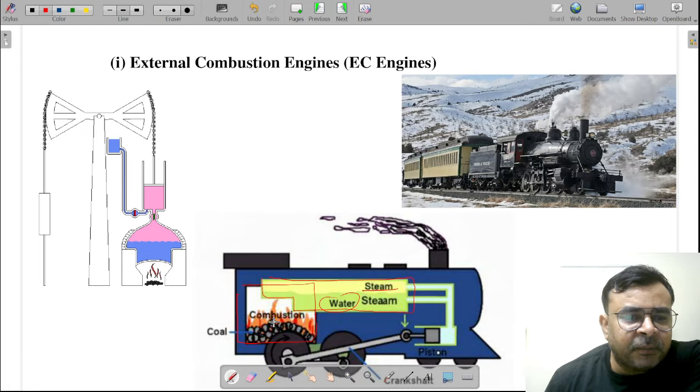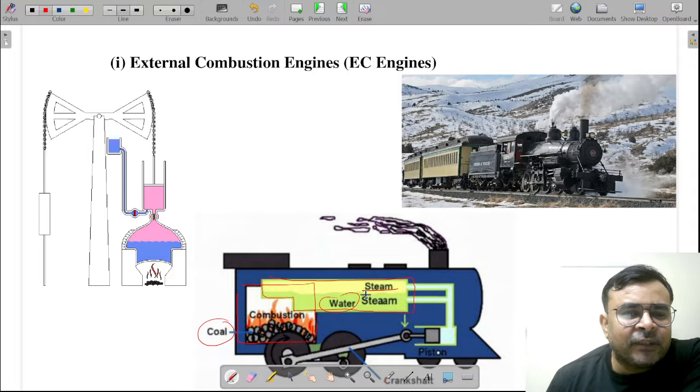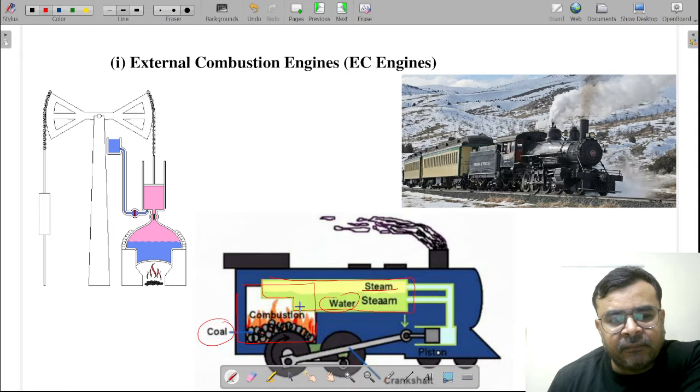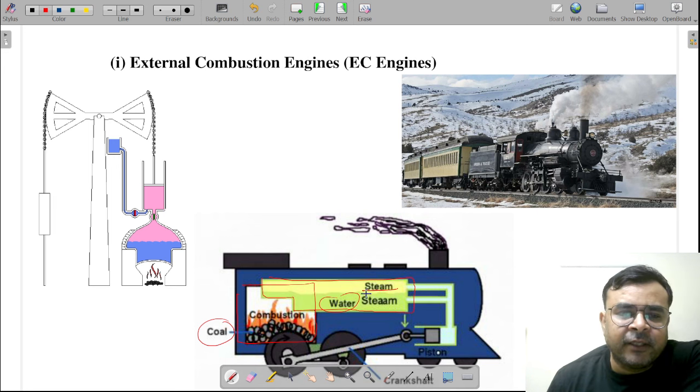Now when you burn the coal inside the combustion chamber, because of this combustion the heat energy will be liberated, and this heat energy is further utilized to produce steam. Is it right? So obviously, just above this combustion chamber we have heating coils through which we supply water, so that water gets converted into steam. And once the steam is produced, this steam is further utilized.